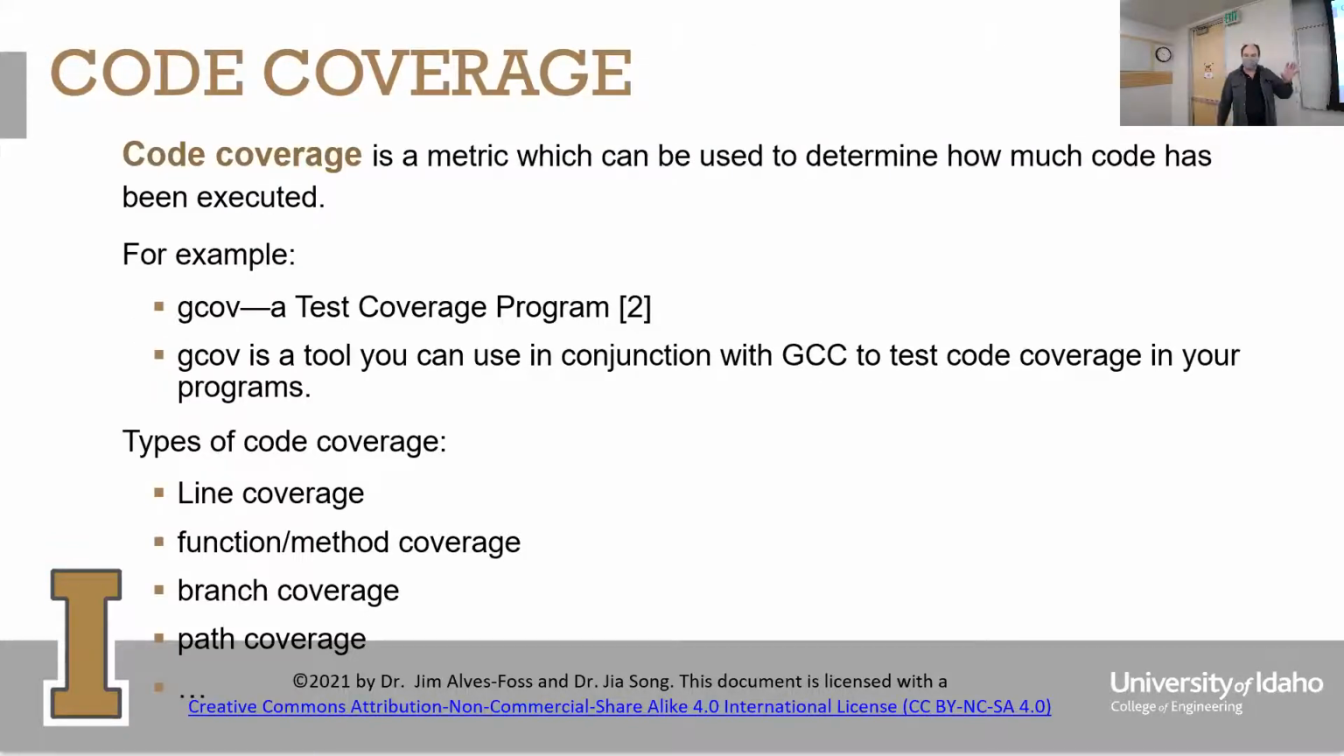So like I said, code coverage is a metric used to determine how much code is executed. There's a test coverage program, GCov, GNU coverage. So GNU, okay, let's go way back. Unix was the original operating system, in the 70s, that a lot of people started using in the research community.